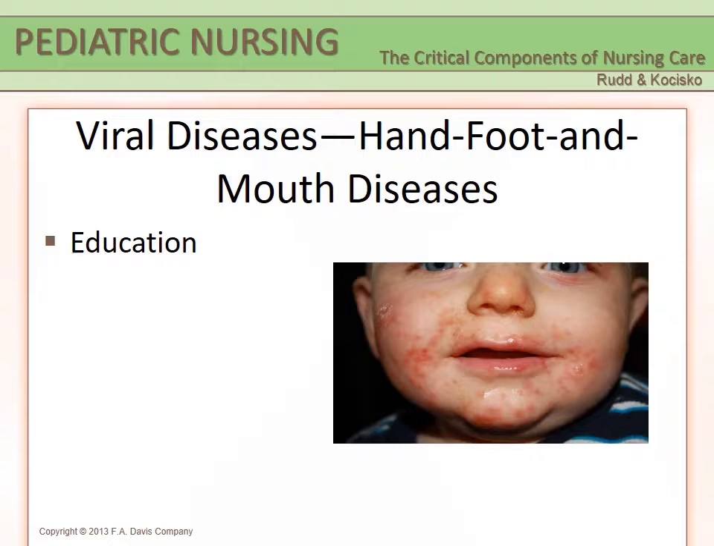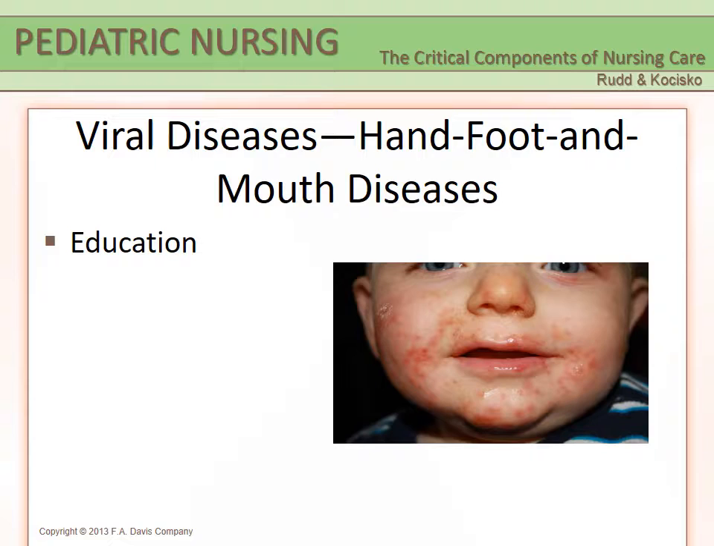It's transmitted by direct contact or respiratory, so if they're coughing, droplets, those types of things, or fecal oral route. Incubation period is anywhere from 3 to 6 days, so you're apt to see more signs sooner than later. Typically, it will show as small vesicles inside the mouth, on the hands, on the feet, and around the mouth. It's very, very uncomfortable, especially when it comes to eating or drinking. So you want to make sure that they're able to do so.